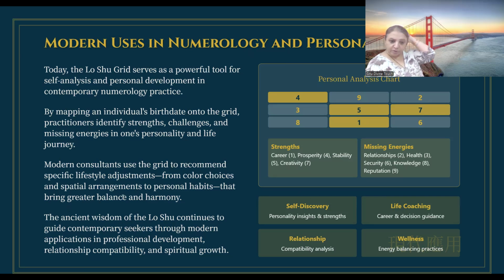Modern consultants use the grid to recommend specific lifestyle adjustments from color choices and spatial arrangements. The ancient wisdom of Loshu continues to guide contemporary seekers through modern application and professional development, relationship compatibility, and spiritual growth. We will be using this grid for compatibility as well. Self discovery, personal insight and strength, life coaching, career and decision guidance, relationship compatibility analysis, and wellness, energy balance practice. For all these, we can use the Loshu grid.